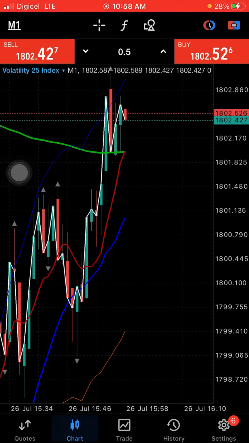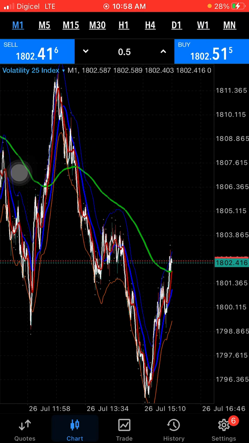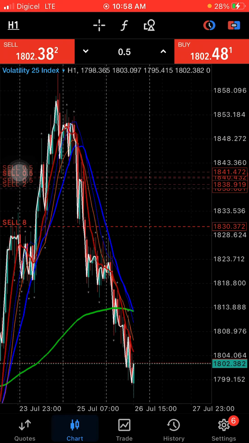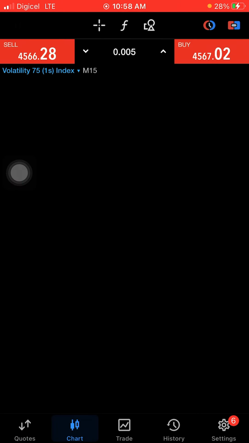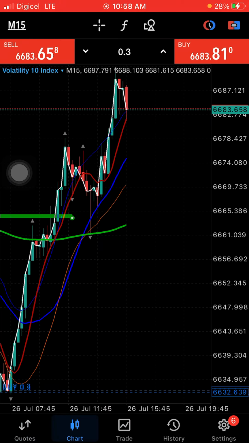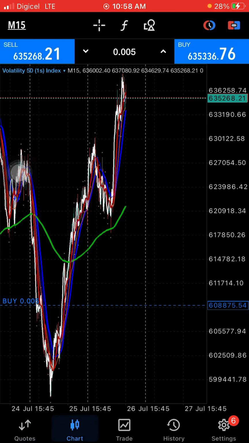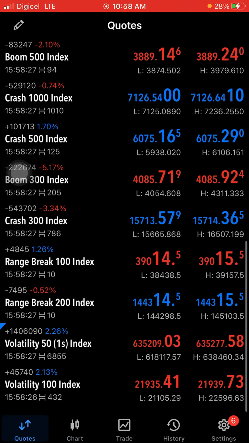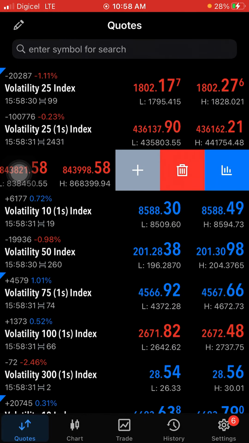All of these signals were sent in the group. VIX 25 was sold about up there. VIX 75 was sold a few minutes ago. VIX 10 was bought yesterday. VIX 50 was bought yesterday. So all of these are powerful entries that I use to take signals.